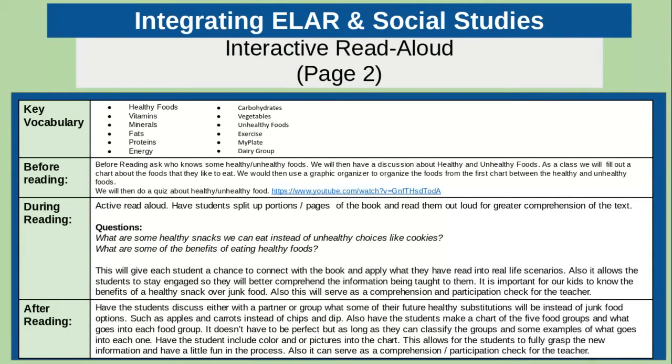After reading, have the students discuss either with a partner or group what some of their future healthy substitutions will be instead of junk food options, such as apples and carrots instead of chips and dip. Also, have the students make a chart of the 5 food groups and what goes into each food group.